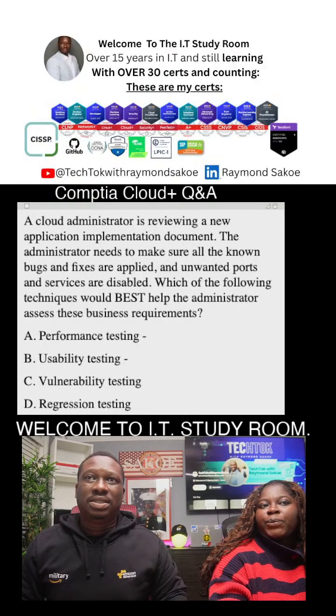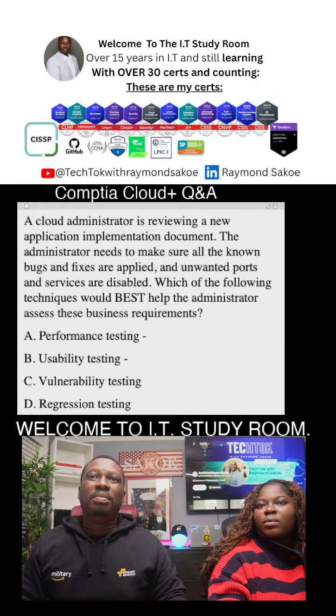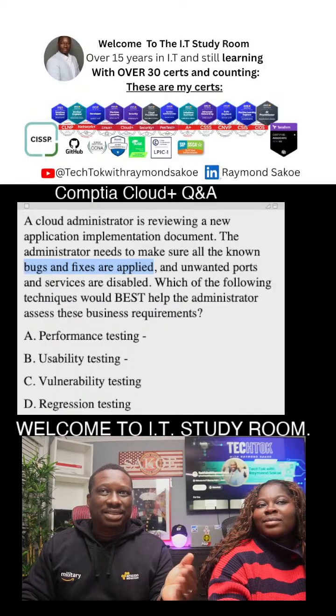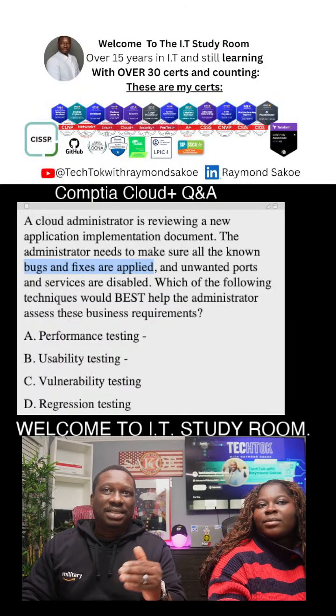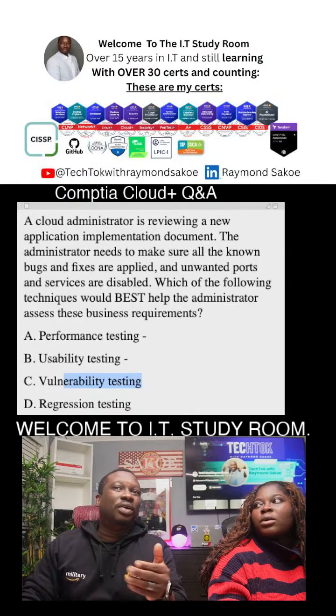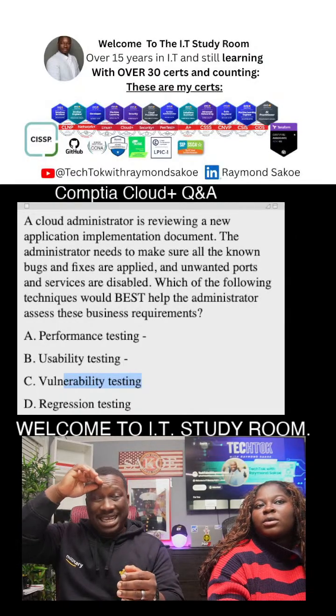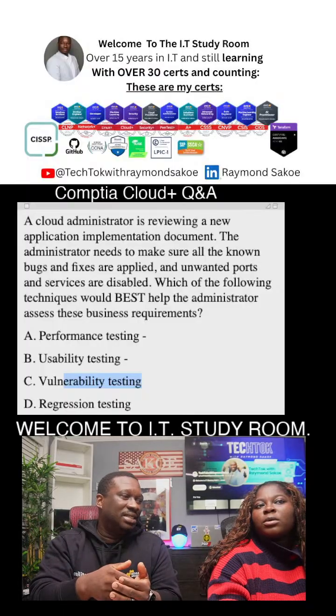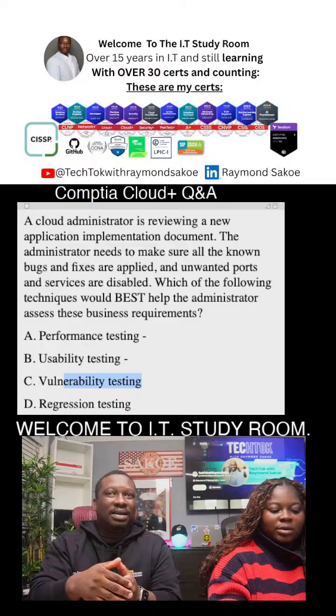So it says an administrator is reviewing a new application implementation document. The administrator needs to make sure that all known bugs and fixes are applied, so either installing a patch or whatever. Now they want to verify that all these issues have been fixed, so you scan to see if those issues are still there or not. Vulnerability testing wouldn't fix anything. It would just validate if the patch or the implementation or the control that you put in place fixed the issue.